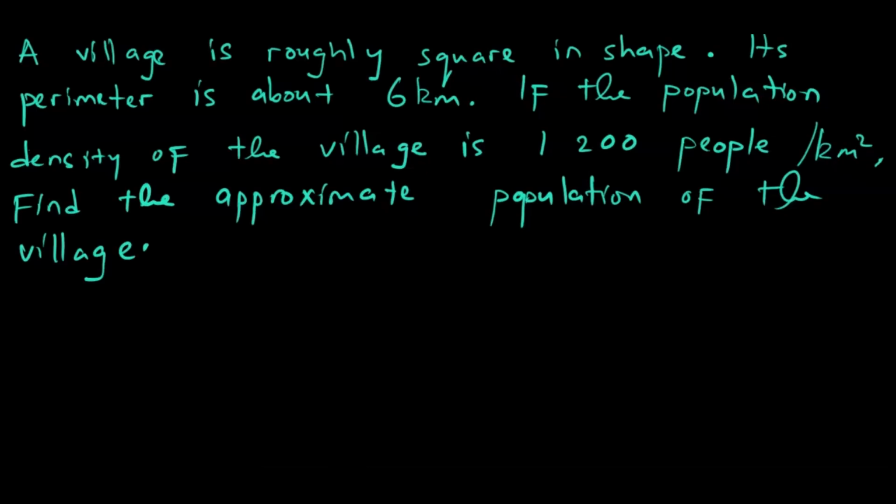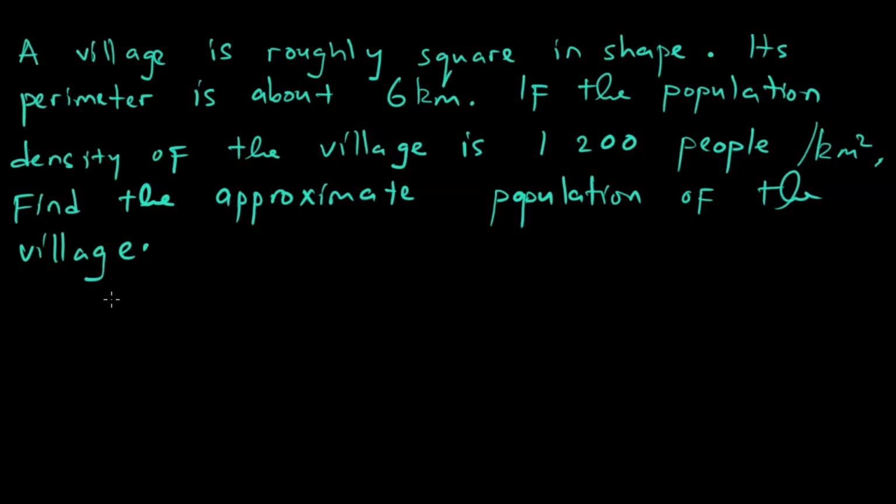A village is roughly square in shape. Its perimeter is about 6 kilometers. If the population density of the village is 1,200 people per square kilometer, find the approximate population of the village. This is a very special question, so I want you to listen very attentively to what I'm going to be explaining.